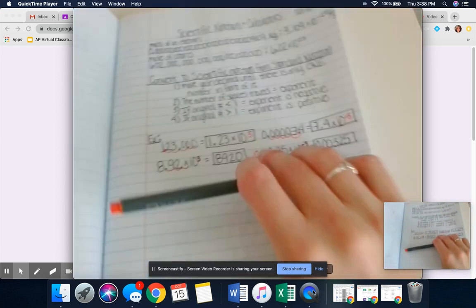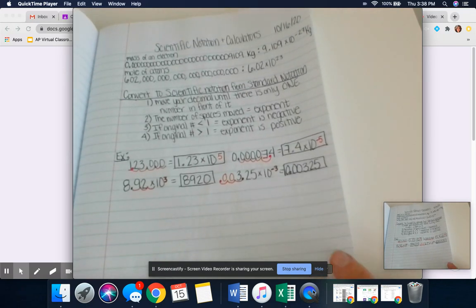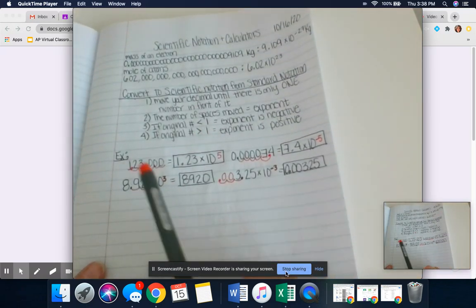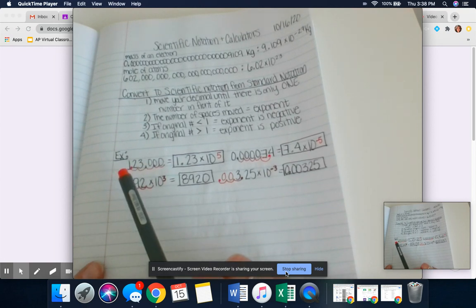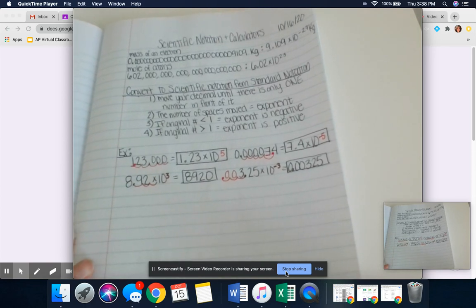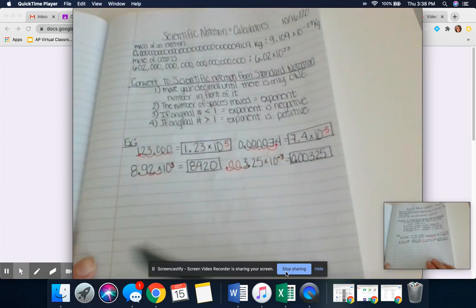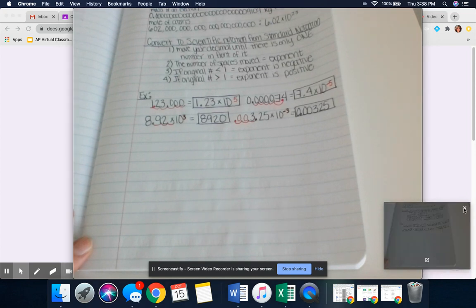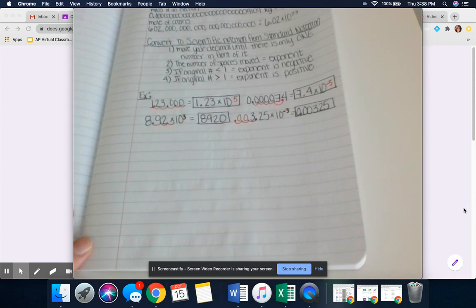So you guys should have finished your scientific notation. You should have been able to correctly go from scientific notation to standard notation, and you also should be able to go correctly to scientific notation from standard notation. So we will be using scientific notation a lot this semester, and this entire year, right?